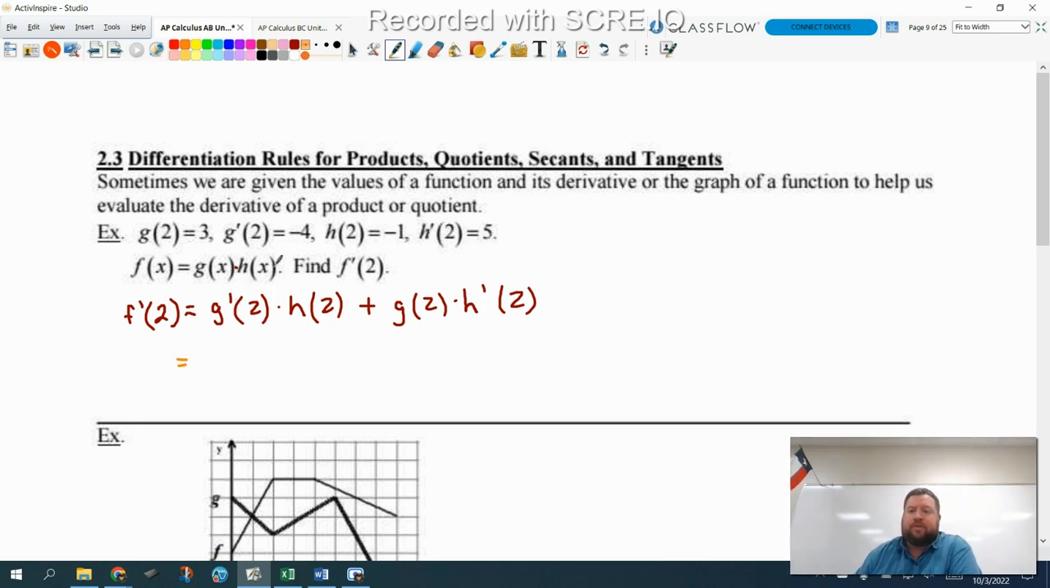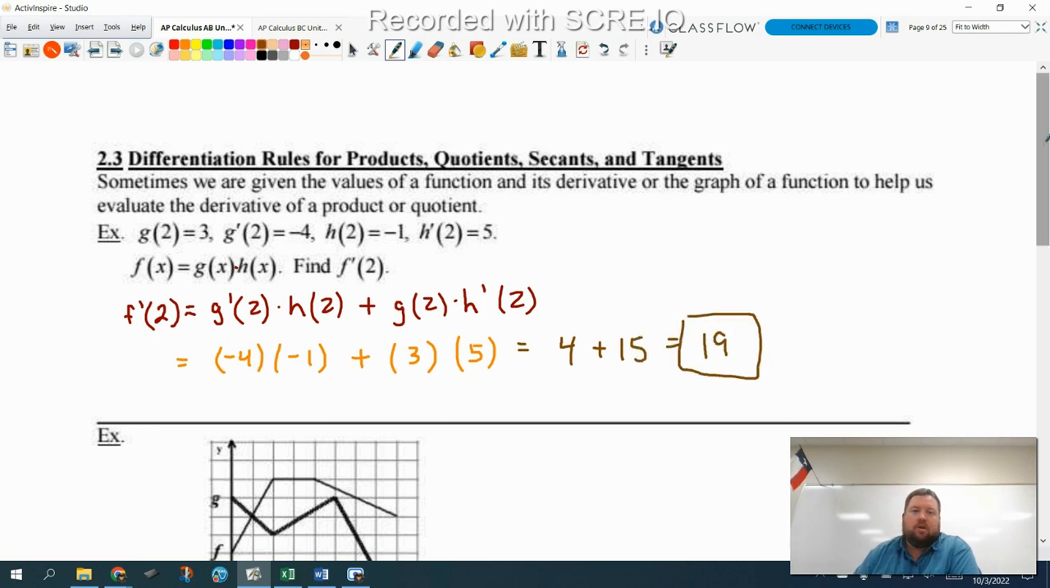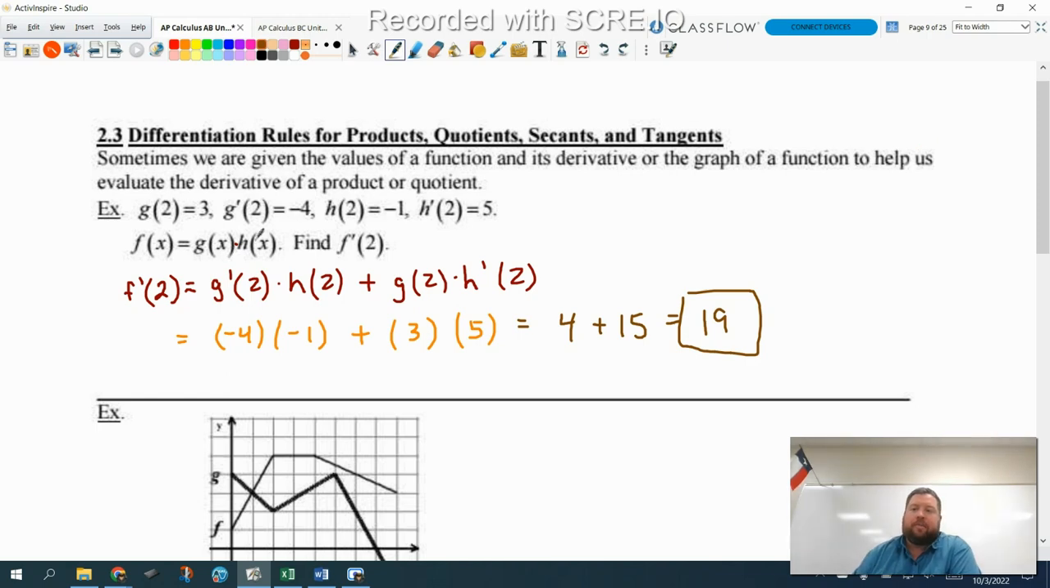So g prime of 2 is right there, is negative 4. h of 2 is negative 1. g of 2 is 3. And h prime of 2 is 5. So this ends up being 4 plus 15, which is equal to 19. All right, so there's no getting around using the product rule there because they didn't even give us actual functions that we can do. All right, so that's one AP style question that you could see with the product rule.